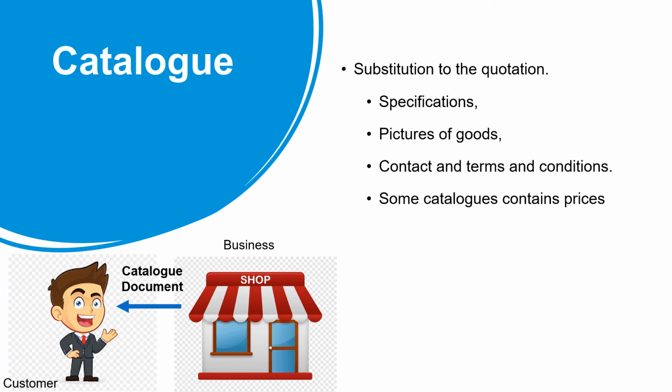Quotation is one of the documents companies can send consumers as a response to the inquiry that they receive. But apart from the quotation document, there is another document which companies send to these consumers, called a catalog. A catalog is a substitute for a quotation. It includes specifications of products and pictures of goods, then contacts and terms and conditions, and some catalogs contain prices of different varieties of goods as well. Another important thing, most of these catalogs are very attractive and contain high quality images, so that they can attract different consumers to purchase their goods.